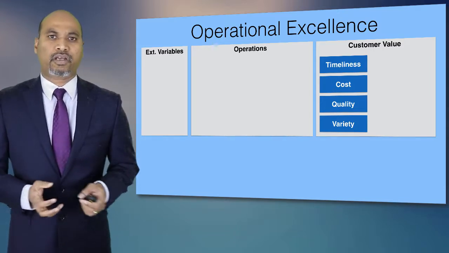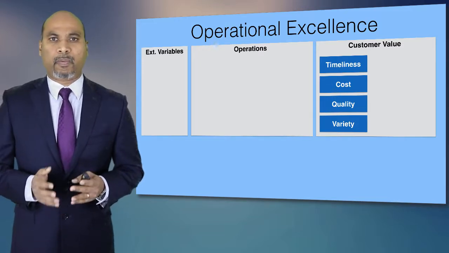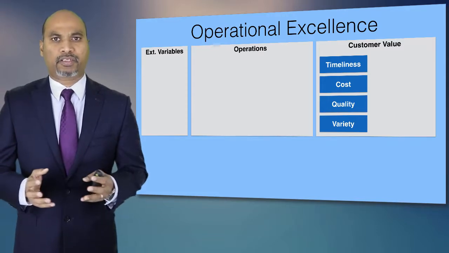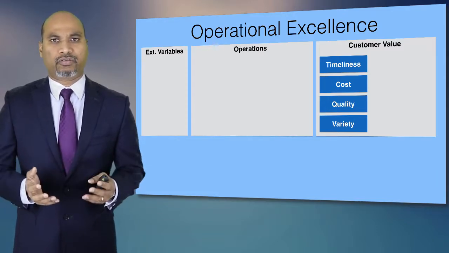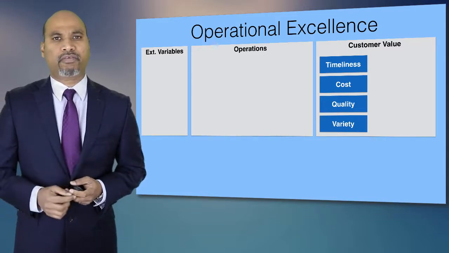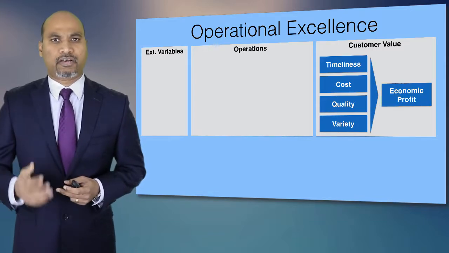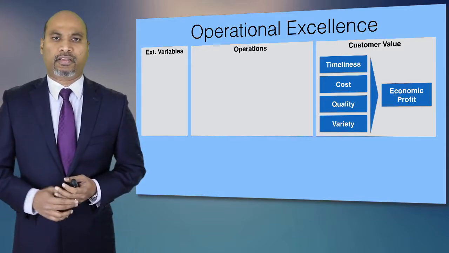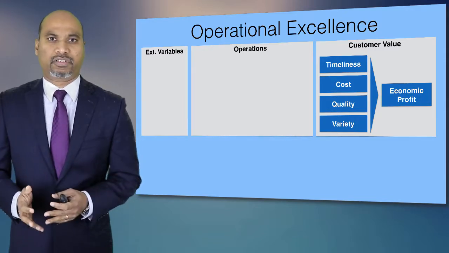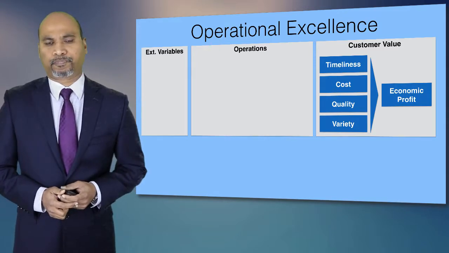Now, different companies choose to compete in the market differently by playing in the space of these four parameters, and they try to gain a competitive advantage. Now, depending on how you deliver on timeliness, cost, quality, and variety, you would generate an economic profit and then deliver the customer value. So obviously, customer value delivers the shareholder value in terms of the economic profit.